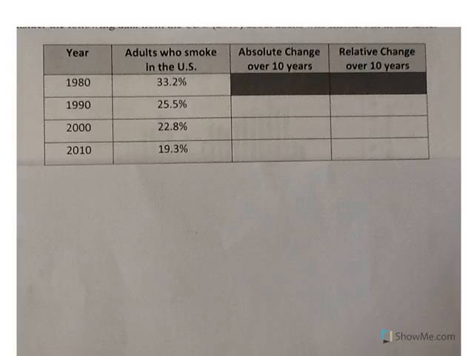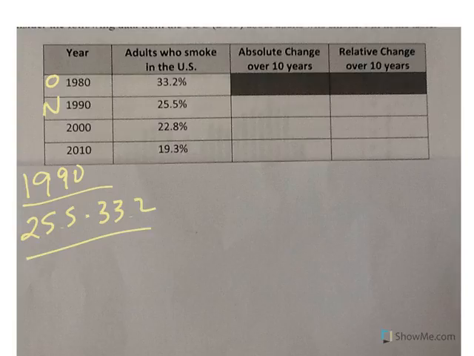And the last section of things here, let's talk about absolute and relative change of percentages. So we're talking about adults who smoke in 10-year increments, and we're going to find the absolute and relative change. So we're going to start with 1990, because we don't have the previous year, so 1980 tells us nothing. So in 1990, we have new and old. So 25.5 minus 33.2, and to find the relative, I would divide. So first, I just take the numerator, and my absolute change is negative 0.7.